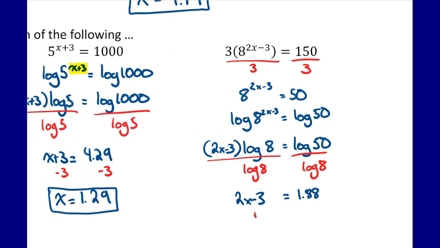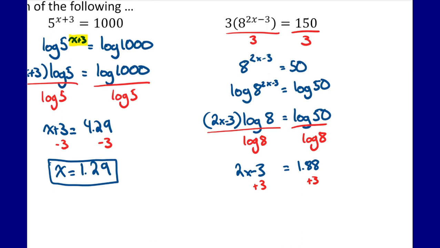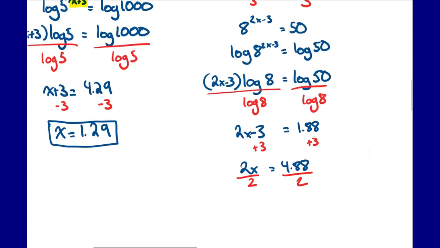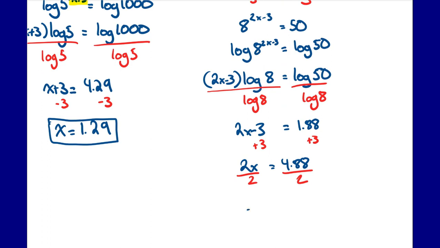I'm going to cancel out the separate term first. So I'm going to add 3 to both sides. 2x equals 4.88. Now to get x by itself, we divide both sides by 2. And we get now x is equal to 2.44, approximately, because we've rounded a little bit when we divided our logarithms.